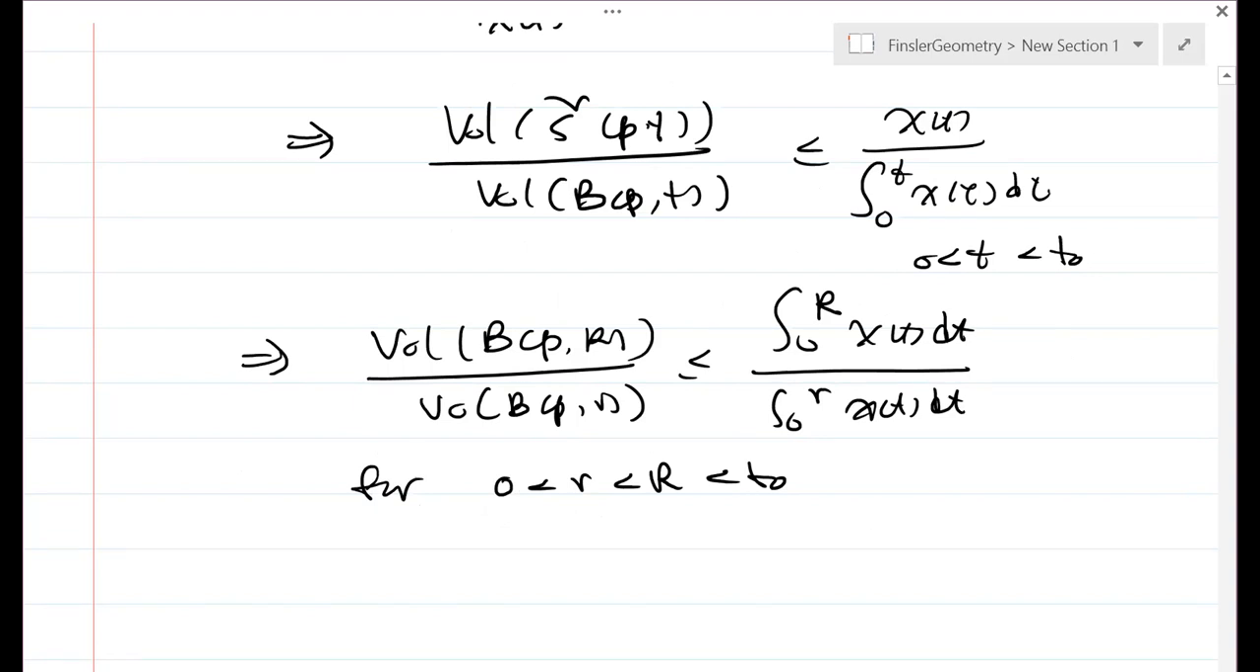You can also control the topology of the Finsler manifold under certain curvature bounds. That would be beyond my talk today, so I'm not going to talk about that. You can maybe find all the references online.